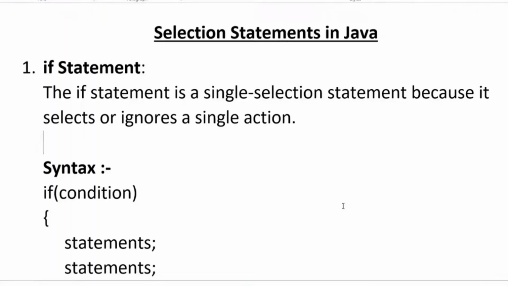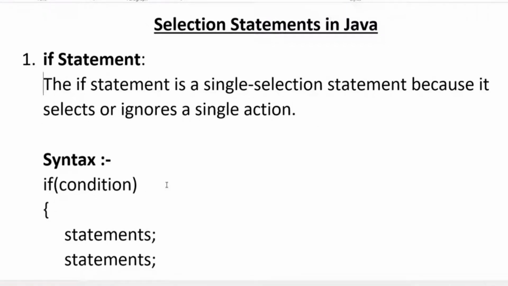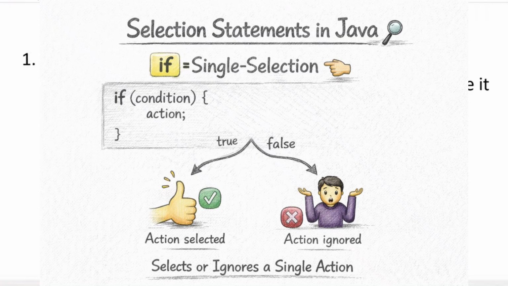In this video, we are going to understand what selection statements in Java are, and first is the if statement in Java. The if statement is a single selection statement because it selects or ignores a single action. For better understanding, the if statement either performs an action if a condition is true, or skips it if the condition is false.